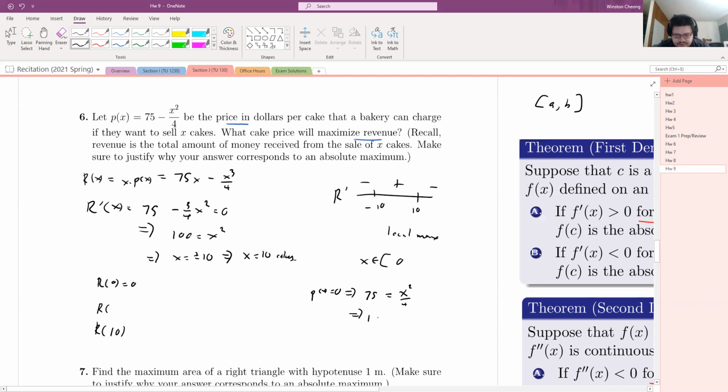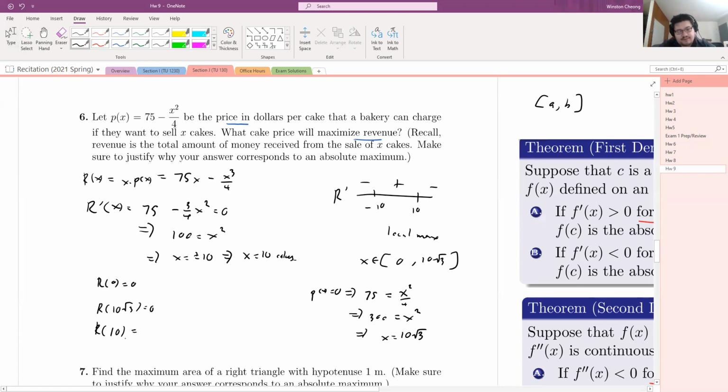12 times 25, so that's going to be 300. And so then x is equal to 10 root 3. So the closed interval that you would use is 0 to 10 root 3. And we can just conveniently pick values for which we knew that the revenue would be equal to 0, because that's just the easiest thing to do.